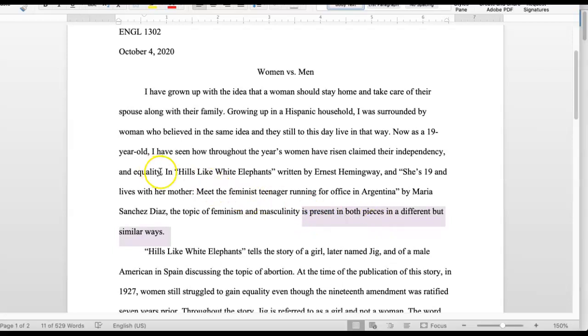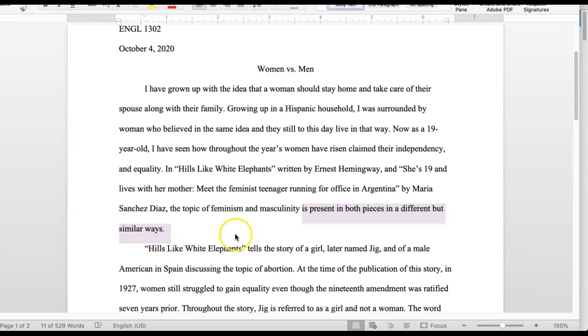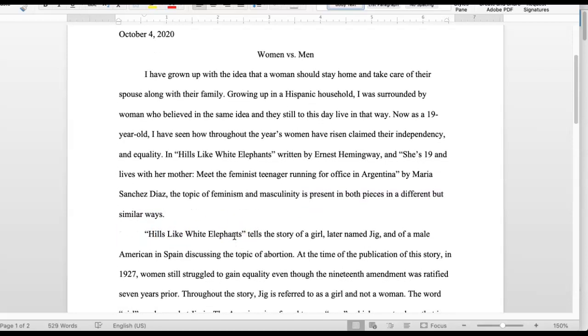So if you were to say, in Hills Like White Elephants and She's 19, written by this person, the topic of feminism and masculinity means that feminism will die out soon, or masculinity will die out soon, or in a perfect world, there's no room for either. Whatever the argument could be, right? It's up to you to tell me what you think the argument is. I don't tell you. That's why we have the rhetorical situation, and I'm teaching that to you, right? So that is what I wish you would have done better here. But not bad. Not bad at all.